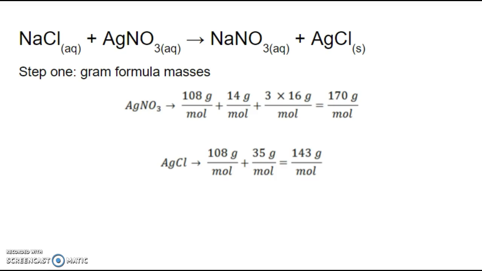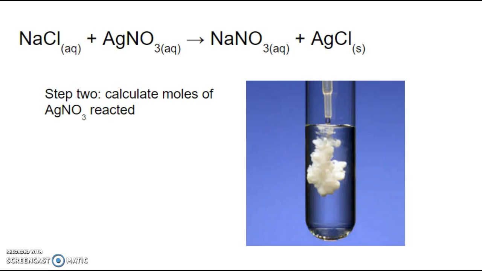So now we're done with step 1. Now we have the mass of the silver nitrate reactant, 250 grams, and we have the gram formula masses for both silver nitrate and silver chloride. So step 2, if you haven't already guessed, is to calculate the moles of silver nitrate that reacted in the double displacement reaction that we have here. We know that we have the mass, and we want to convert to moles. So this is going to be a mass to mole conversion.